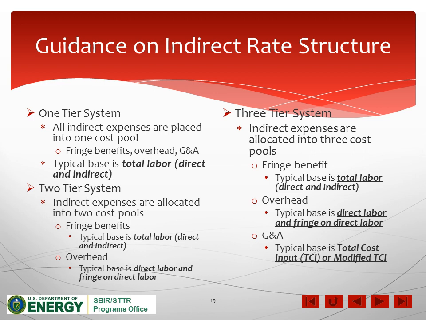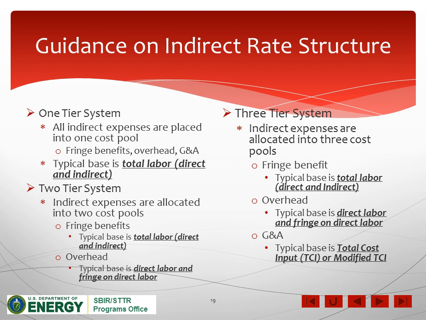Looking at the structure of the indirect rate model, there are three common ways to see grant recipients set up their indirect rate models. As can be noted from this slide, each of the structures build off of the one before it. A one-tier system is one where all indirect expenses are placed into one cost pool, and the typical base for this is total labor, direct and indirect. This is a simple structure and may be beneficial for a startup small business.